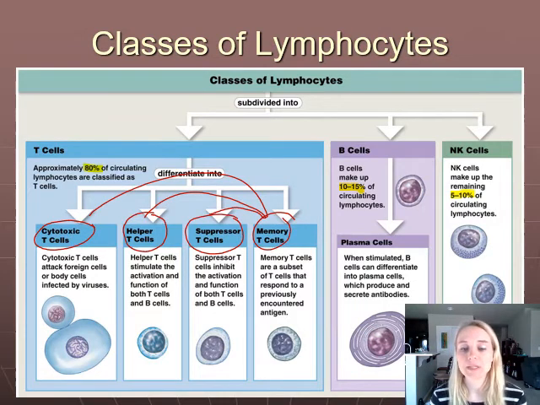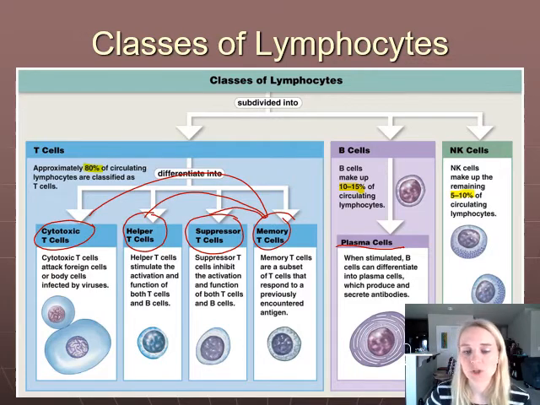For the B cells, they make up about 10 to 15% of circulating lymphocytes. When they become active, they form what are called plasma cells. It is those plasma cells that are responsible for making antibodies. I also want to note, and it's not pictured here, that B cells can also make memory cells.